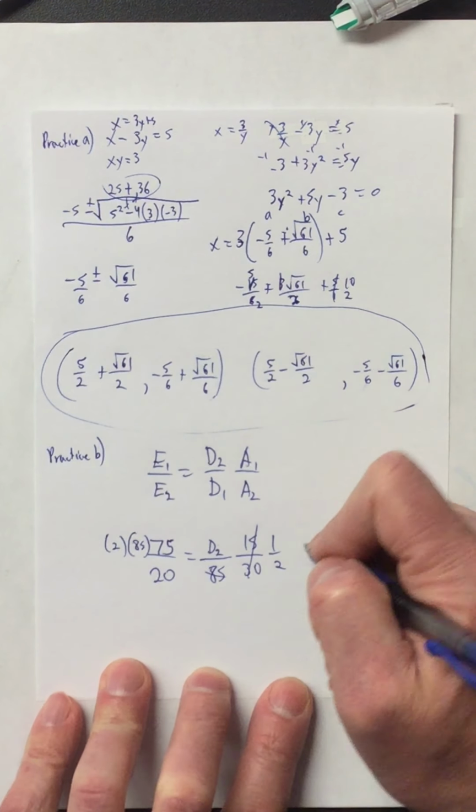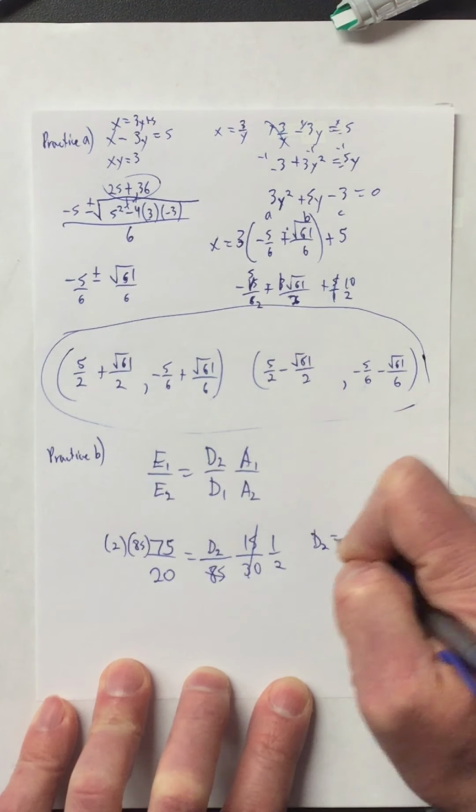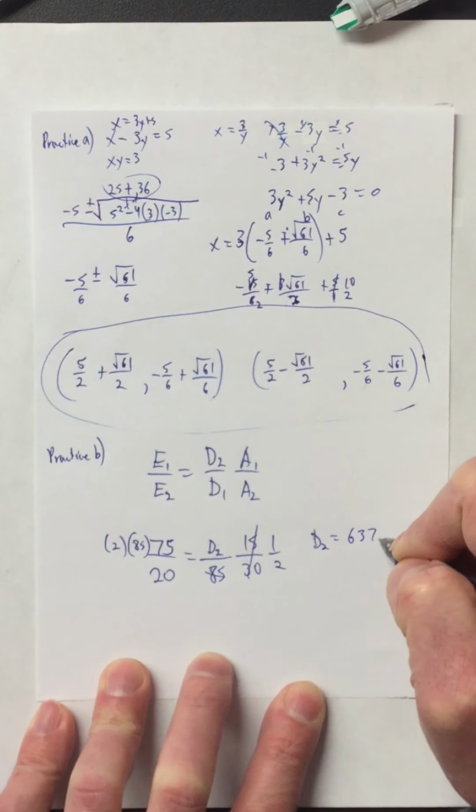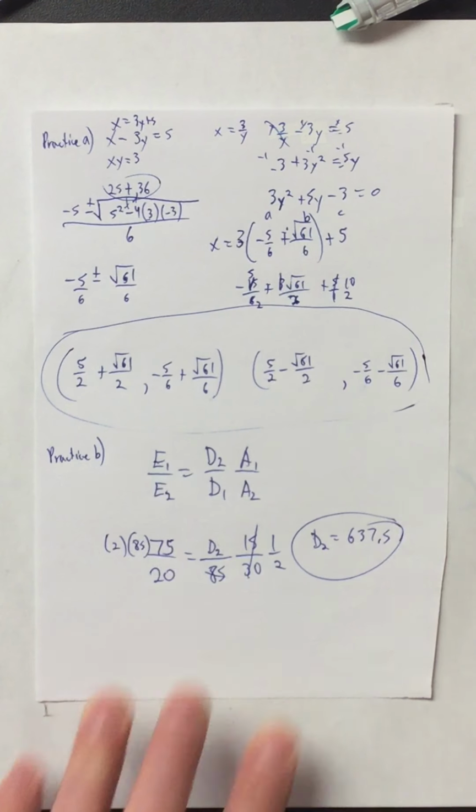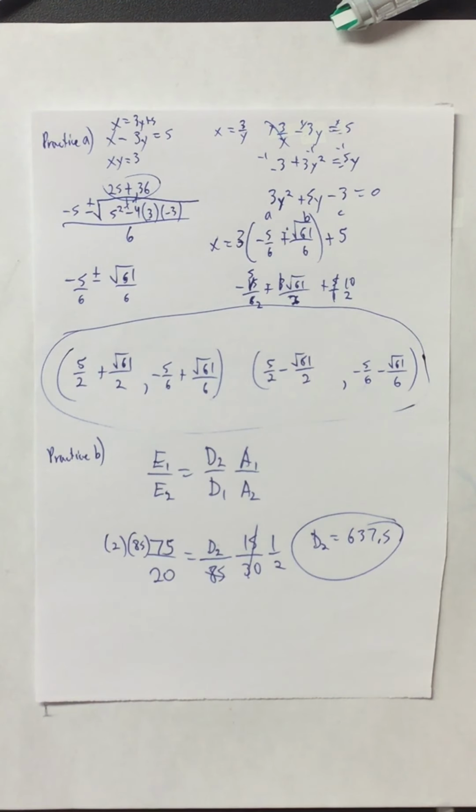Well, guess what? Number of deer is equal to 637.5, and looking at the book there, that is correct. It's not a whole number. It's got a decimal part.